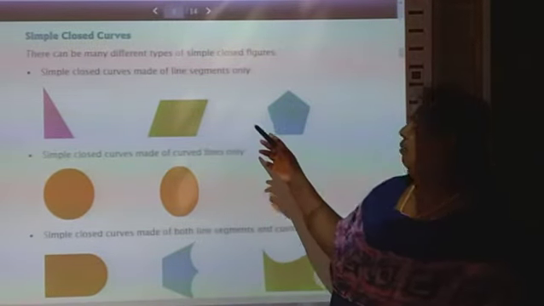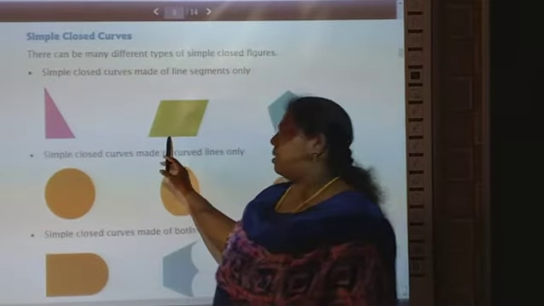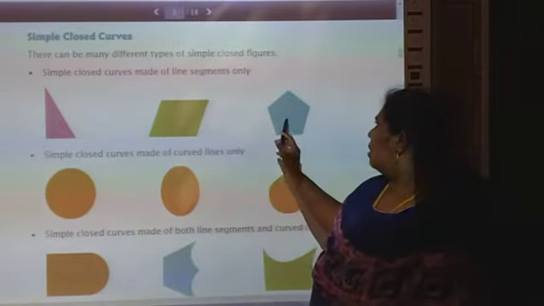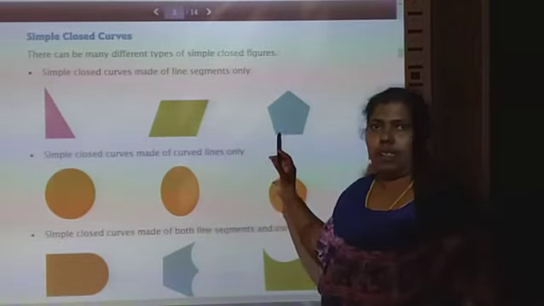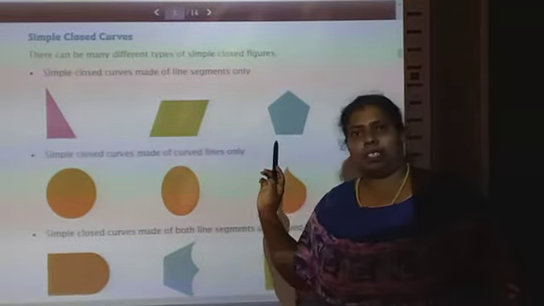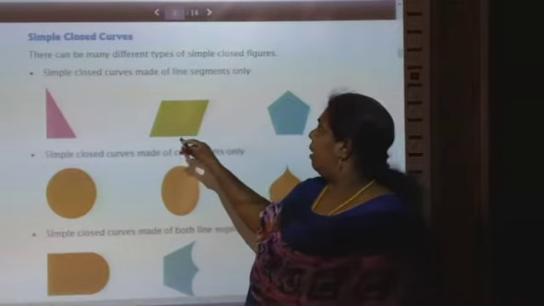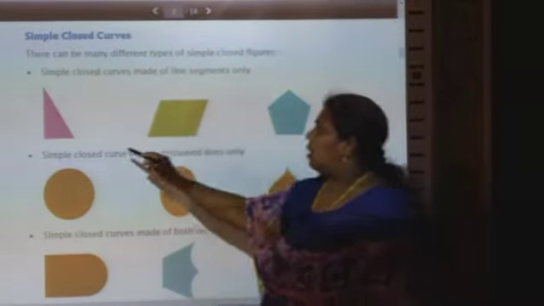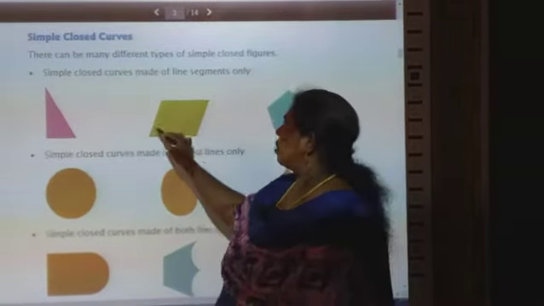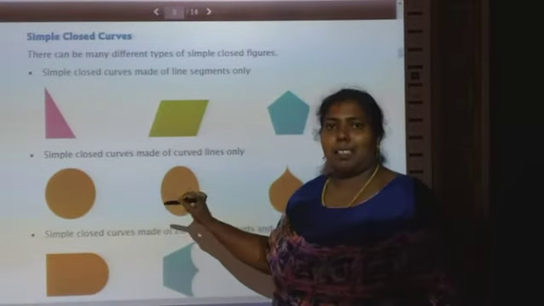There can be many different types of simple closed curves. See, this is the rectangle shape. This is a rhombus, like a square shape. This is a pentagon. Pentagon means how many sides? Five sides. You can see 1, 2, 3, 4, 5. The five-sided polygon's name is pentagon. Understand? Here simply this is the line segment. You can see line only, no curve, right? It is closed with line segments only. Here line, but here it is curve.